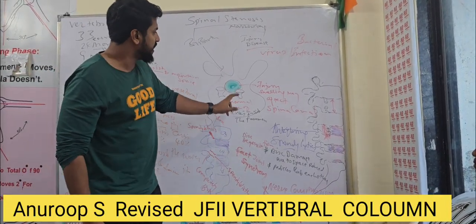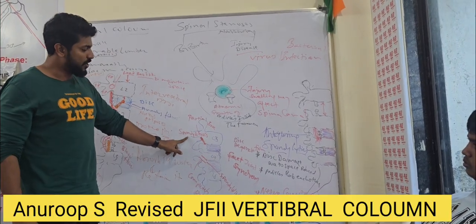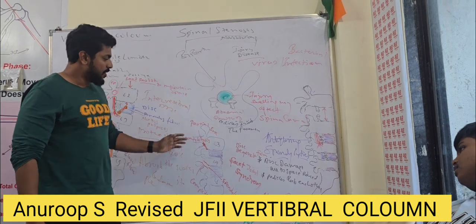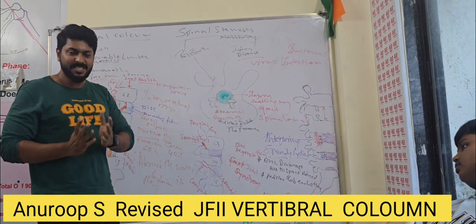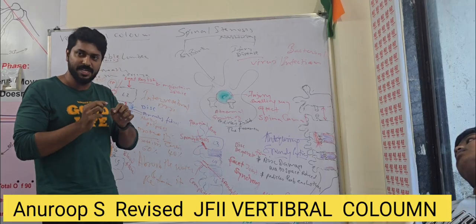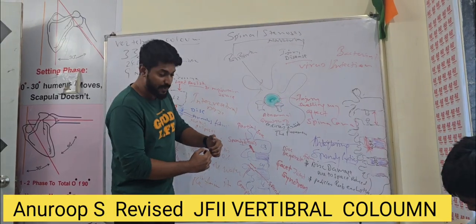And the next one is spondylolysis and spondylolisthesis. So spondylolysis, simply, is a partial break. If a bone has some partial break, it is spondylolysis, and if you can see this portion, it completely breaks.